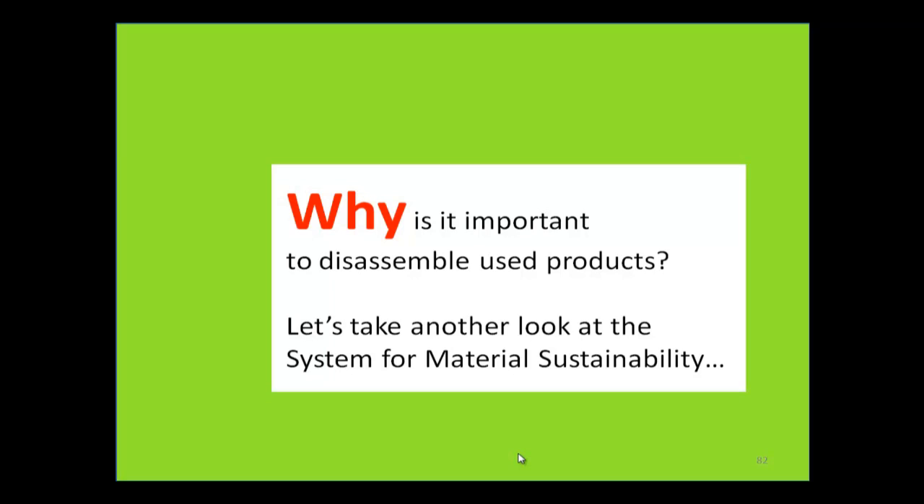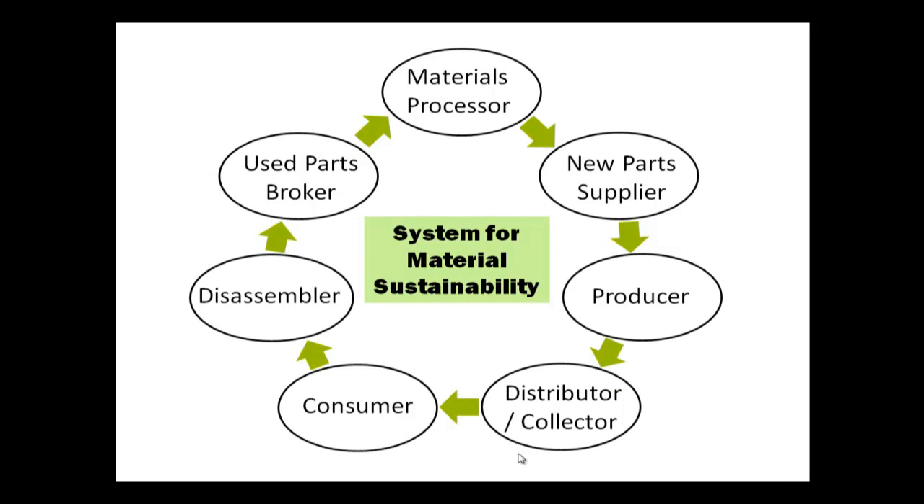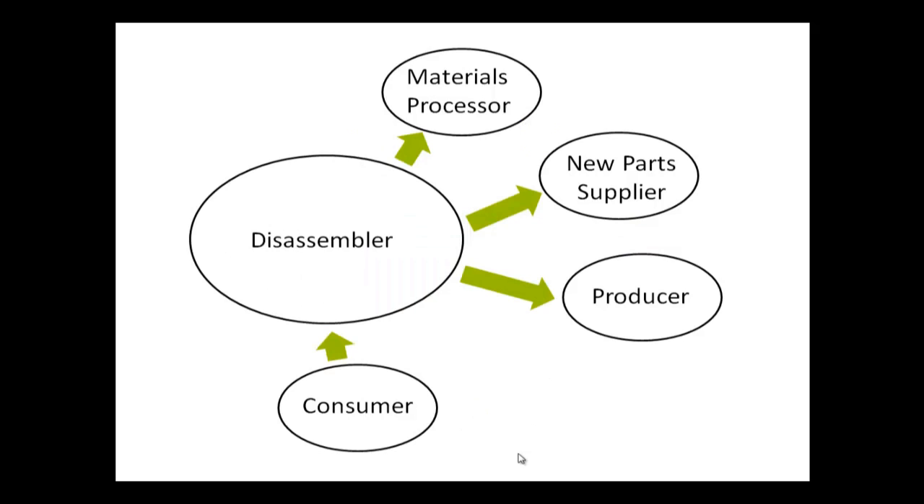Let's take another look at the system for material sustainability. Here again is the simplified system for material sustainability. We're going to look at just a few of these roles right now. The disassembler, the materials processor, new parts supplier, producer, and consumer. And as you know, the used parts that are no longer functional come from the consumer and go through disassembly.